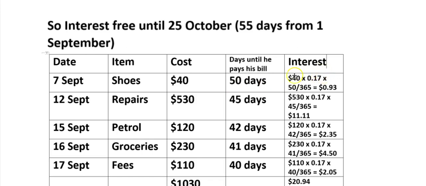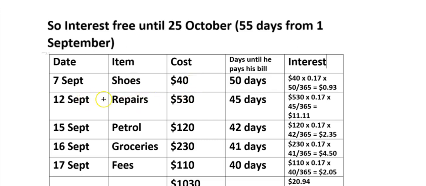So 50 days. Using a simple interest formula, I'm well aware that probably banks don't use simple interest for this, but for our purposes, we're going to assume that it's simple interest. This is the calculation. The $40 is the cost of the shoes. That's our P. 17% is the annual interest rate. But he's not doing it for a whole year. He's doing it 50 days out of 365 days in the year. So he's charged 93 cents interest for those shoes that he bought.